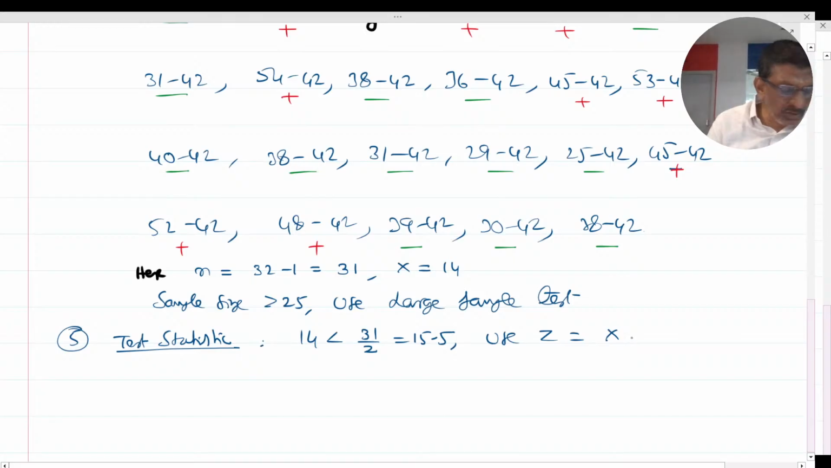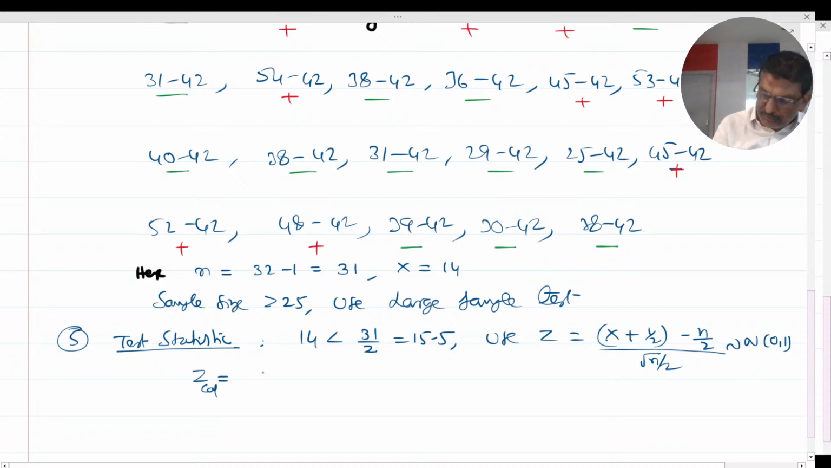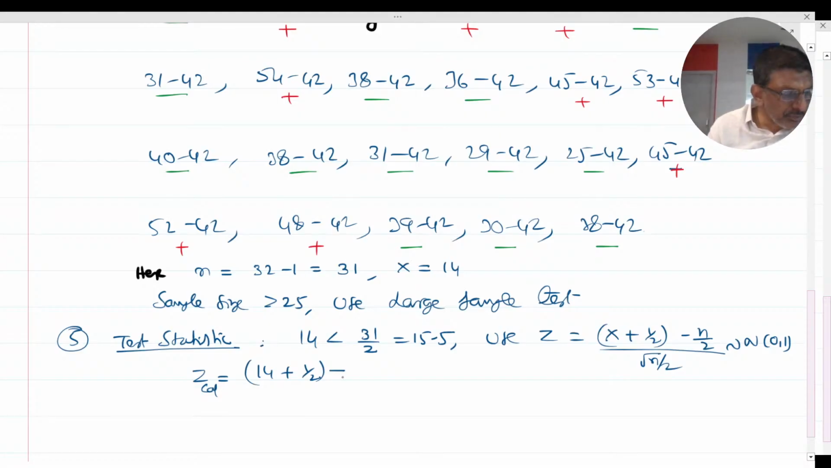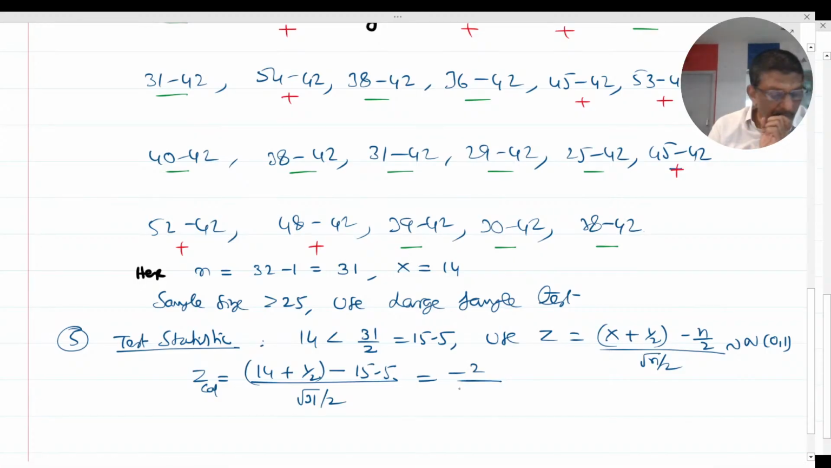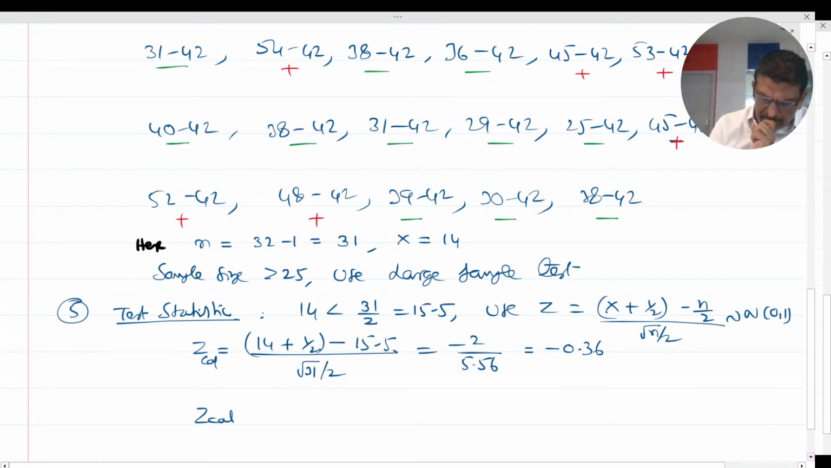Here the first formula is suitable: Z equals X plus half minus n by 2, divided by root n by 2, which follows N of 0, 1. Z calculation: X is 14, plus half, minus 15.5, divided by root 31 by 2. The final is minus 2 by 5.56, which is minus 0.36. Mod Z calculation is 0.36.